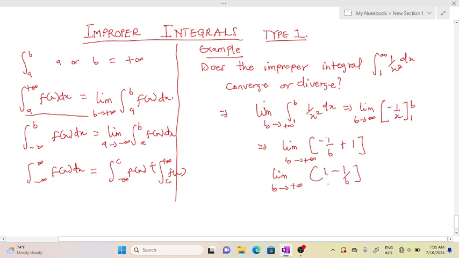You don't have to stress yourself, you just put it here. You're going to have 1 minus 1 over infinity. Remember, any number over infinity is 0, so our limit becomes 1. Our improper integral from 1 to infinity of 1 over x squared dx gives us 1.